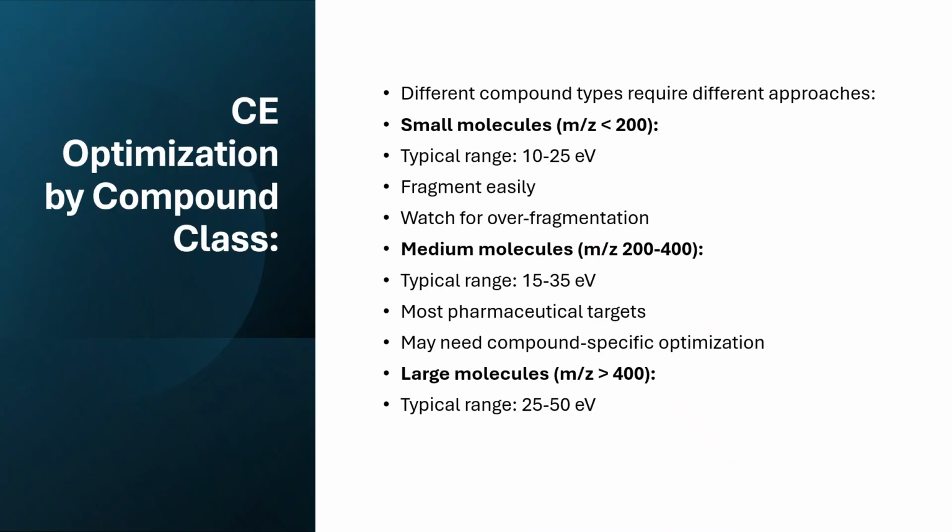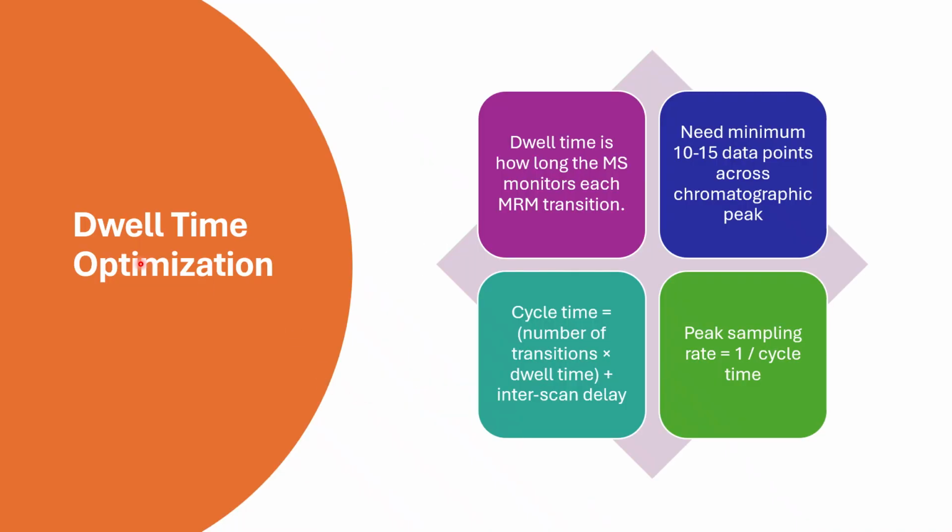So let's understand collision energy optimization by compound class. Now different compound types require different approaches. That is, for small molecules below 200 mass to charge ratio, you can provide 10 to 25 electron volts of collision energy because it fragments easily. And for medium molecules from 200 to 400 mass to charge ratio, you can give 15 to 35 electron volts. And for large molecules, that is more than 400 mass to charge ratio, you can give between 25 to 50 electron volts.